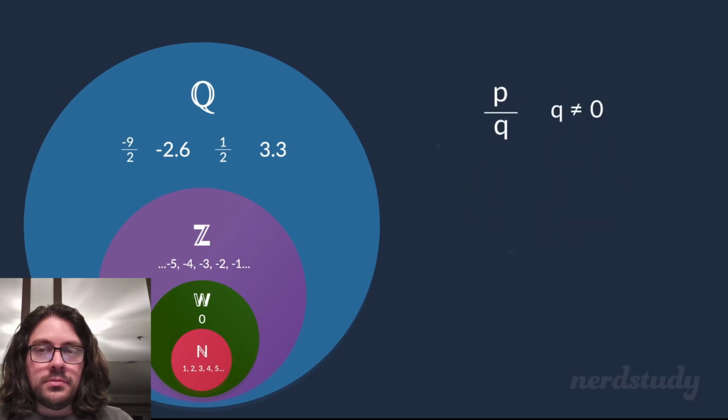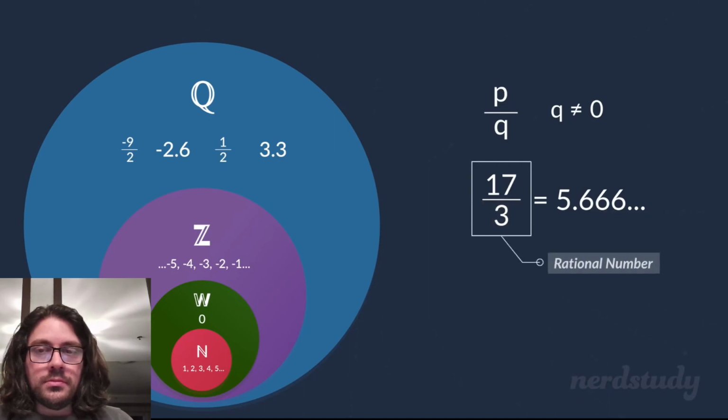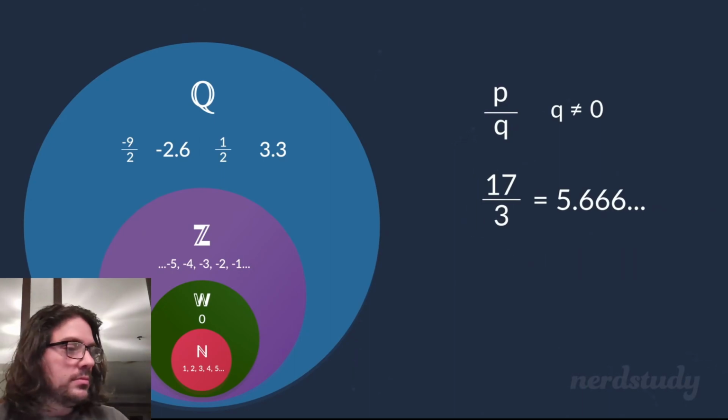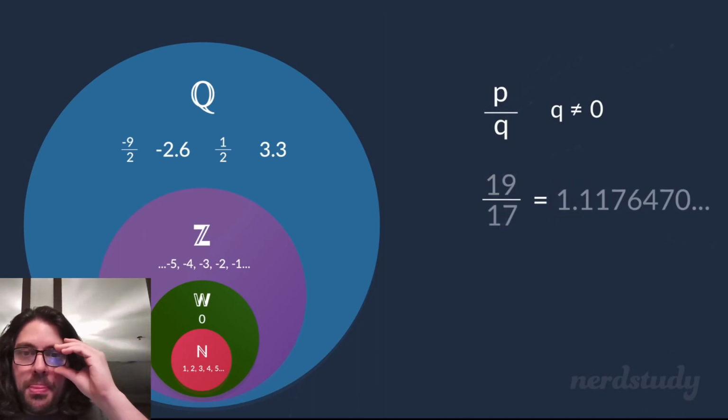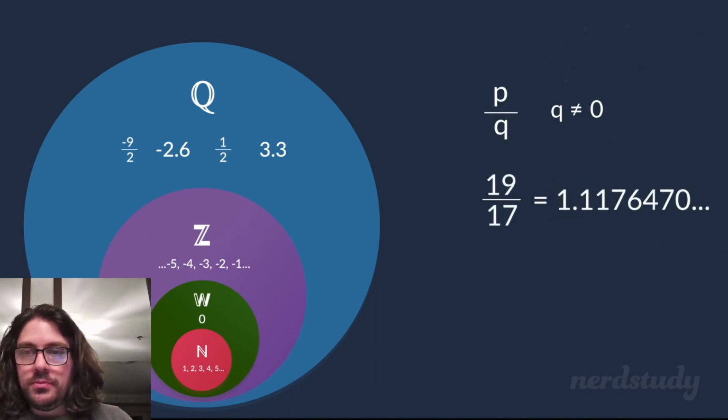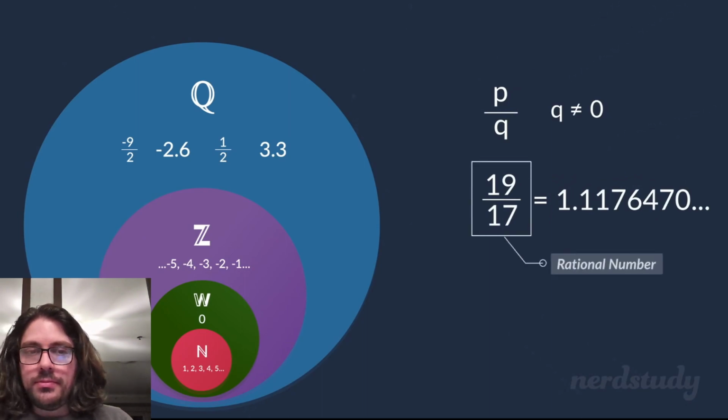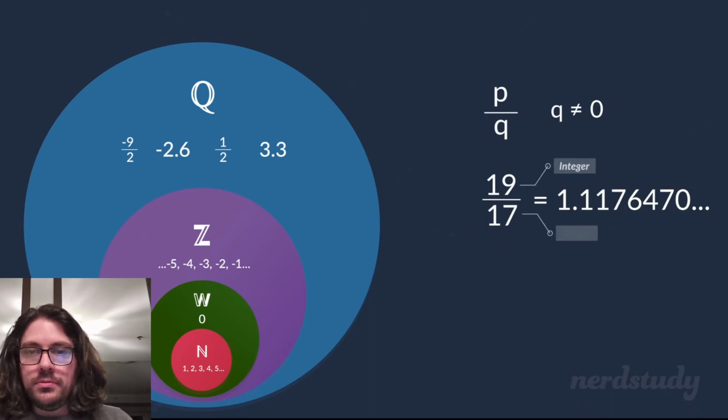So, for example, 17 over 3 is equal to 5.666 repeating, and since the numerator and denominator are both integers, this is in fact considered a rational number. Now, whereas this looks fairly organized with its repeating sixes, even something like 19 over 17, which yields this rather unpredictable looking decimal, would still be considered a rational number. And why? Because this is an integer, and this is also an integer that is not equal to 0.